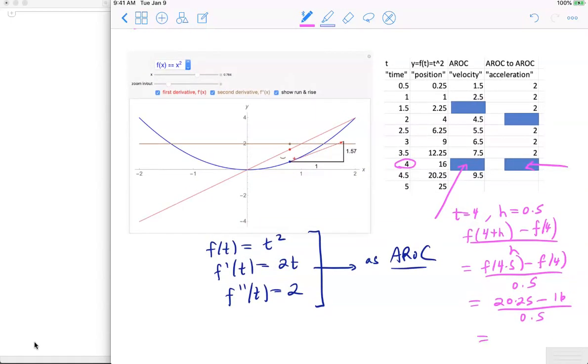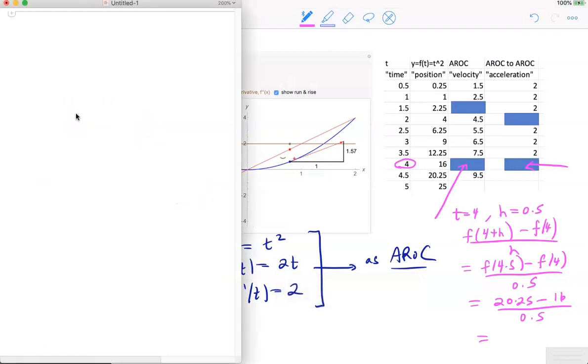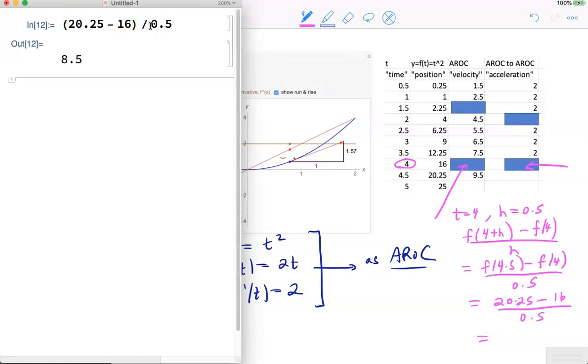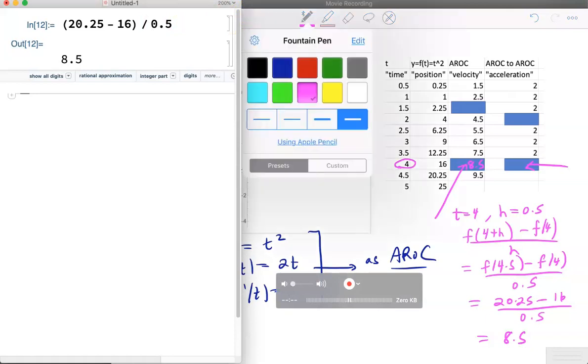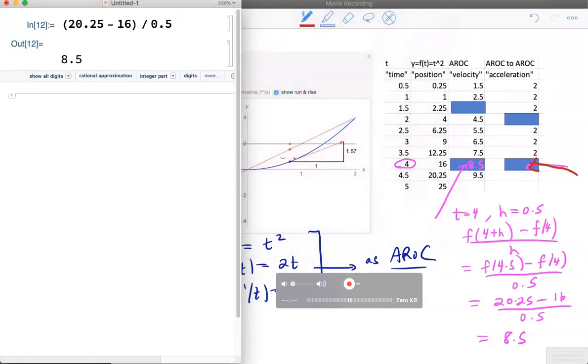If we compute that number on our little calculator over here, we will see what to put in for the average rate of change of the function at time 4 over a half second time interval. So you will get 8.5 for that blank. Then it became important to figure out the average rate of change of the average rate of change. This blank right here is now in the acceleration column, so it's going to be an average rate of change of an average rate of change.